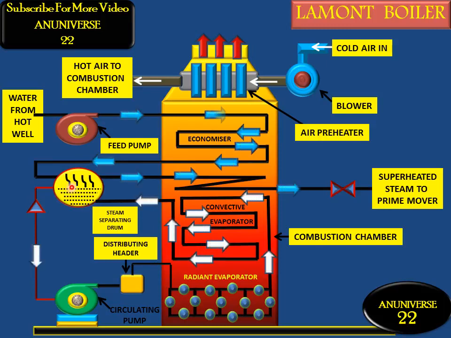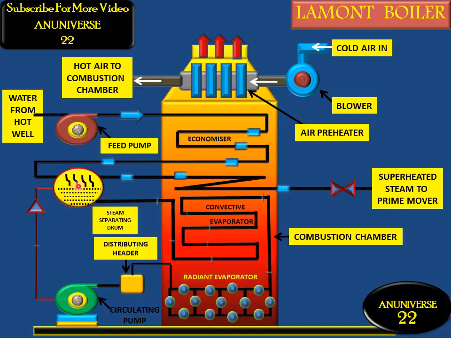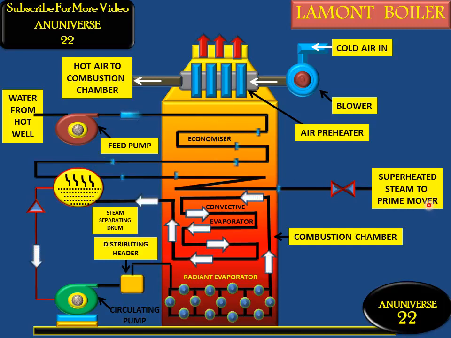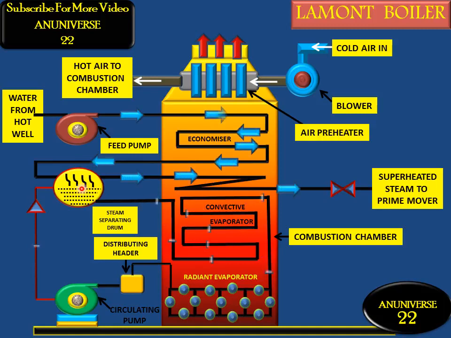The steam separator drum is outside the boiler, and steam from this is sent to the superheater. So here we can say steam from this is sent to the superheater, where saturated steam is converted into superheated steam and then it is sent to the prime mover. And again water is sent to the economizer, where it again passes through the evaporator tubes.